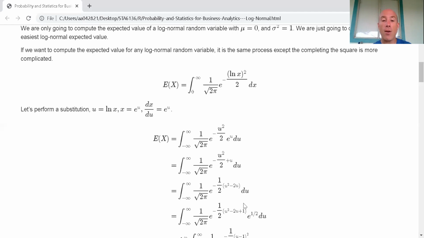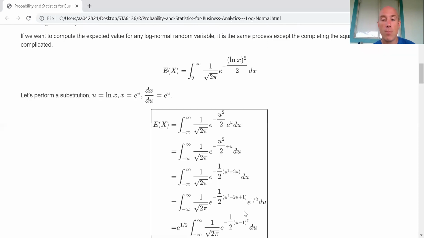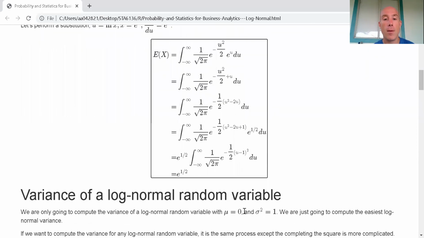Okay, so now let's factor that constant out front. And then I'm going to factor this square term. Now, I see that I've got the constant out front. When I look here, I realize that this is giving me a normal random variable with mean 1, standard deviation 1. If I integrate any density over its entire range of possible values, it always integrates to 1. So this whole thing integrates to 1, and I'm just left with e to the 1/2. All right, so this gives me the expected value of the standard log normal.